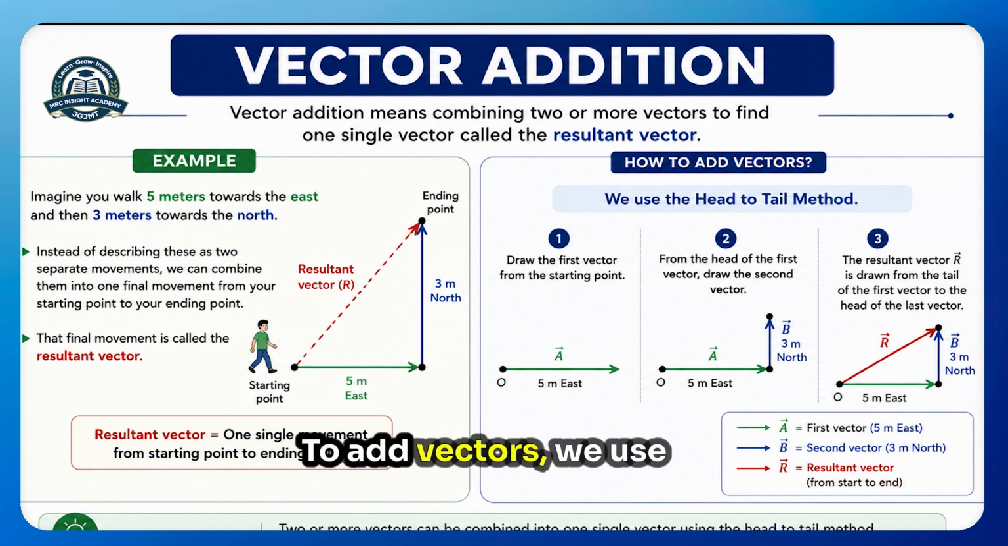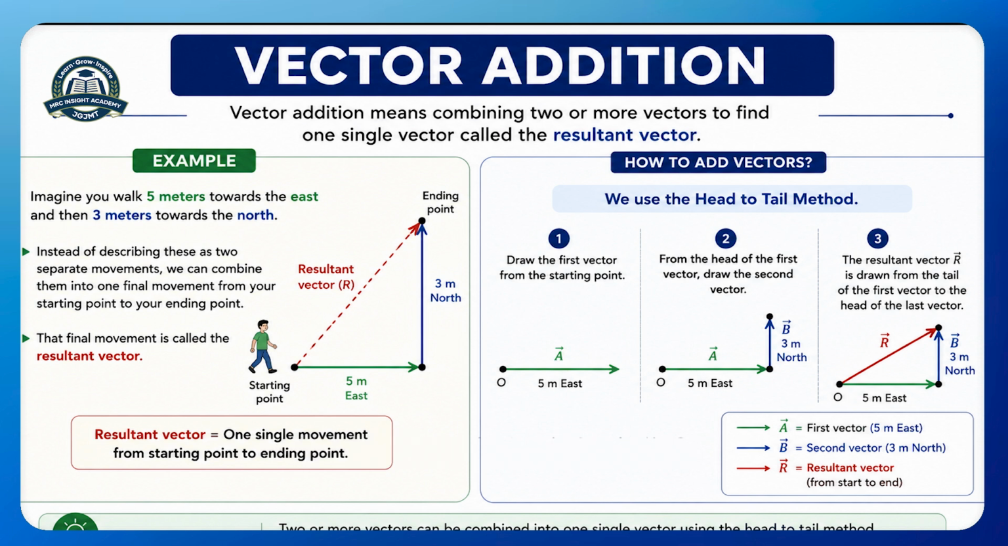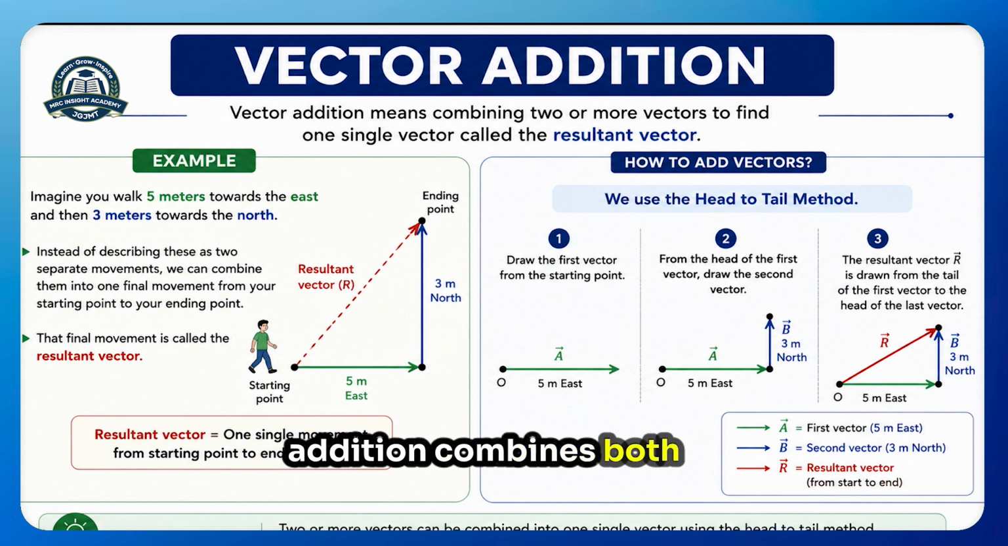To add vectors, we use the head to tail method. Firstly, you draw the first vector as an arrow, then place the tail of the second vector at the head of the first vector. Finally, you can draw a new arrow from the start of the first vector to the end of the second vector. This new arrow is the resultant vector. So remember, vector addition combines both magnitude and direction to give an overall vector.